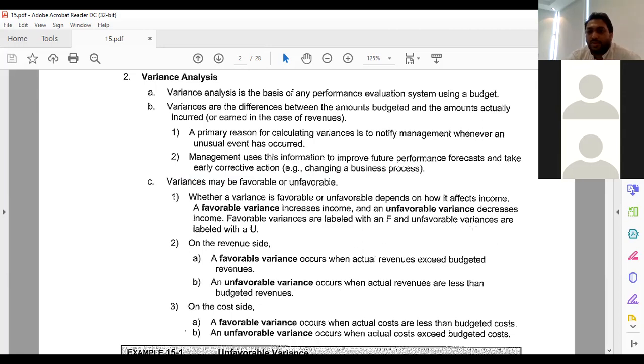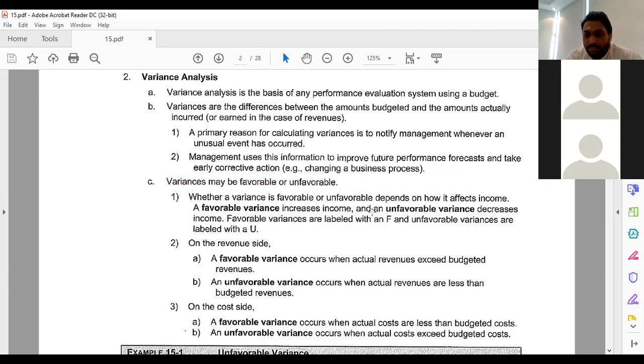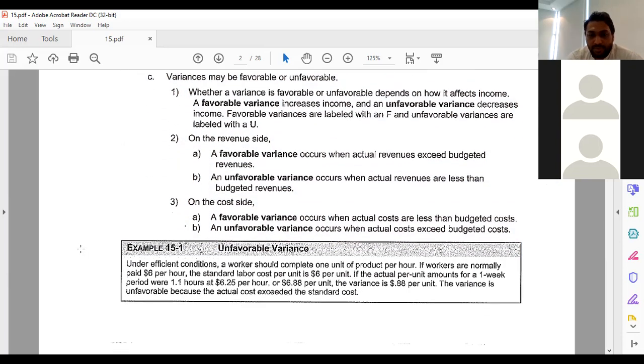Okay. So when we prepare this variance analysis, we label a favorable variance as F and an unfavorable variance as U. On the revenue side, a favorable variance occurs when actual revenues exceed budgeted revenues, and an unfavorable variance occurs when actual revenues are less than budgeted revenues. On the cost side, a favorable variance occurs when actual costs are less than budgeted costs, and an unfavorable variance occurs when actual costs exceed budgeted costs.